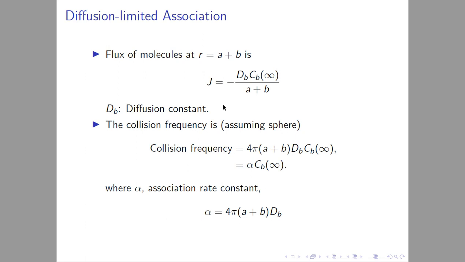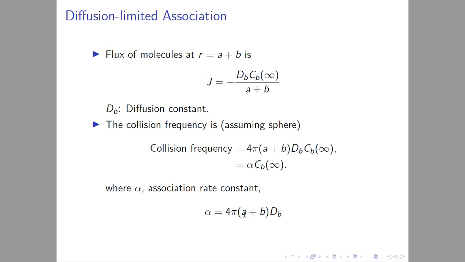Assuming that the protein is a sphere and the ligand is also a sphere, the collision frequency is equal to 4 pi (A plus B) times the diffusion constant of B and the concentration of B. This tells us how fast molecule B meets protein A. So we can say this equals alpha times CB infinity, where alpha is the association rate constant: alpha equal to 4 pi (A plus B) dB.